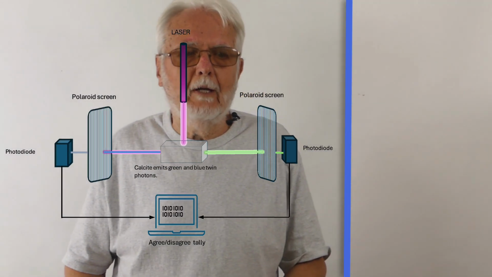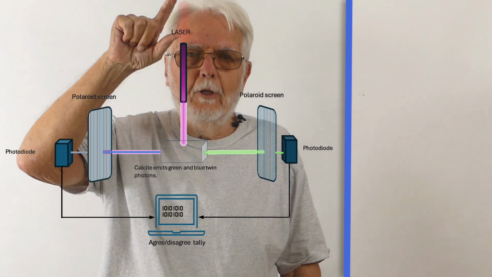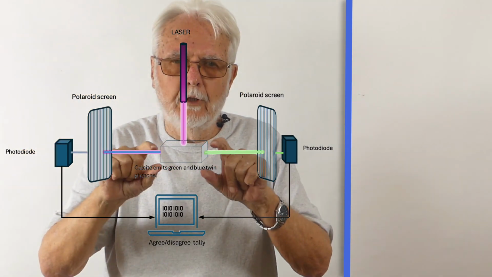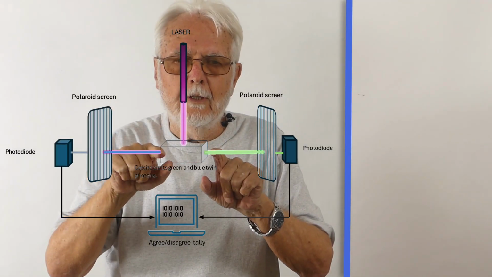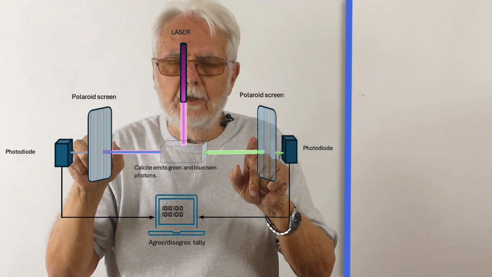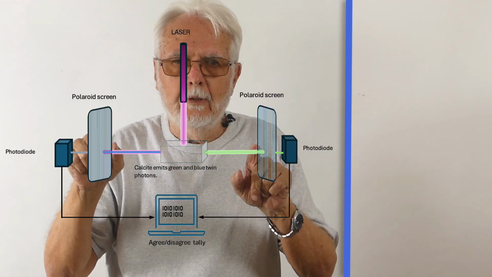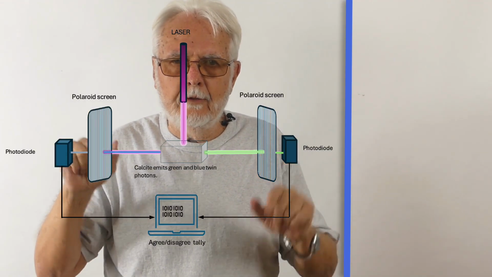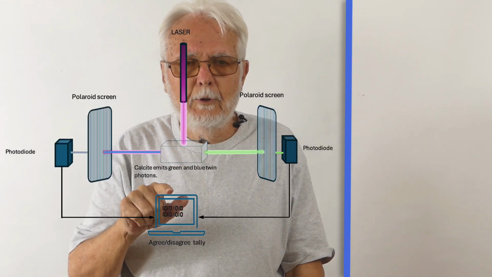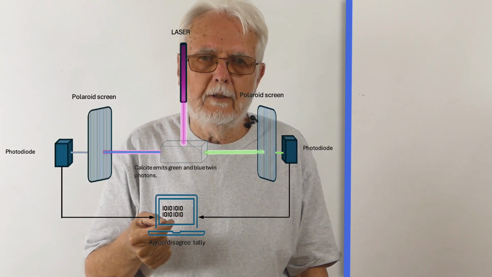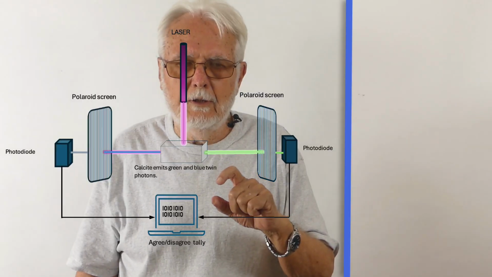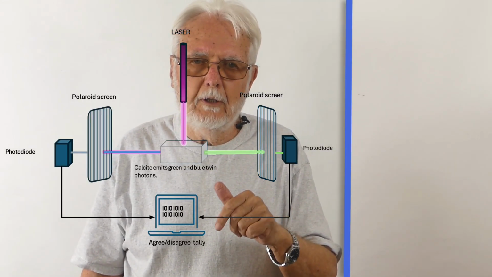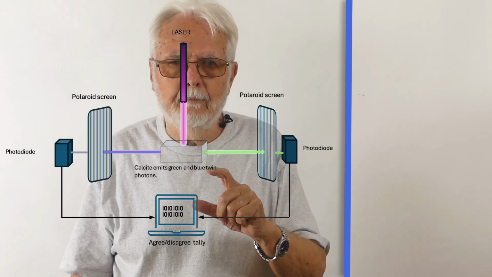So here's the whole setup. Up the top we've got a laser, and down here we've got our calcite crystal that splits the beam from the laser to these two Polaroids. Behind the Polaroids there's a photodetector, and that feeds into a computer which is acting as a coincidence detector. So if it's a 0-0, it's a coincidence. If it's a 1-1, it's a coincidence. If it's a 1-0 or a 0-1, it's not.